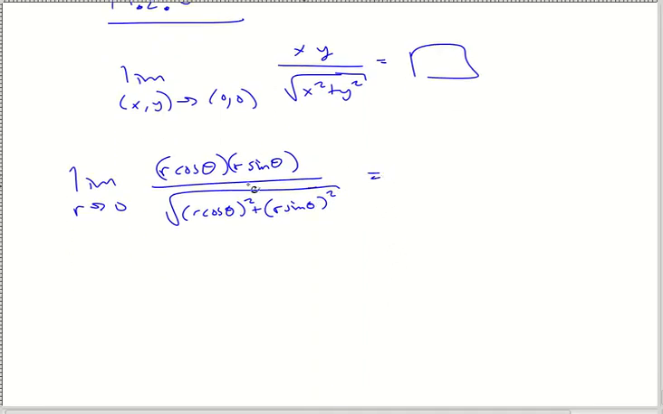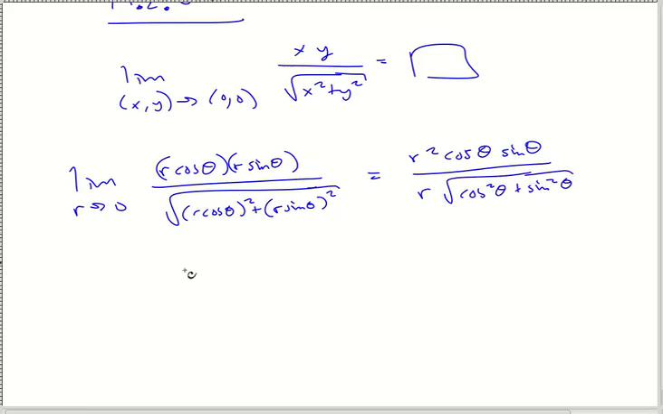Anyways, what I have here in the top is an r squared cosine theta sine theta. In the bottom, I can pull out r squared from both of these and pull it out to the front as a single r because it was inside of that square root. Do you notice anything about this? Oh, I forgot one thing. Hold on. The limit is r goes to 0. There you go. Now it's official.